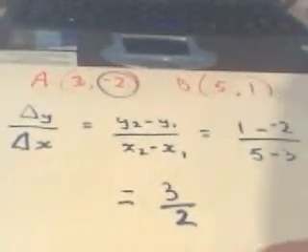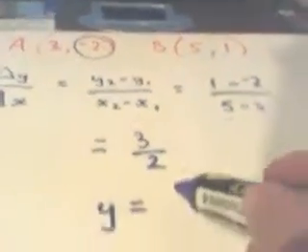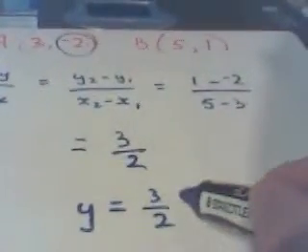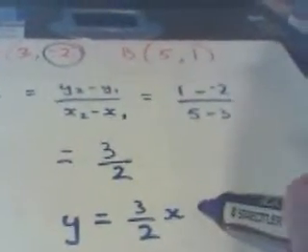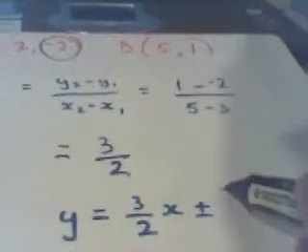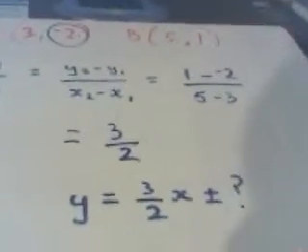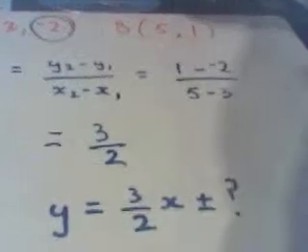So the equation of the line that you're going to get is something along the lines of y equals 3 over 2 x plus or minus some number. The gradient found, 3 over 2.